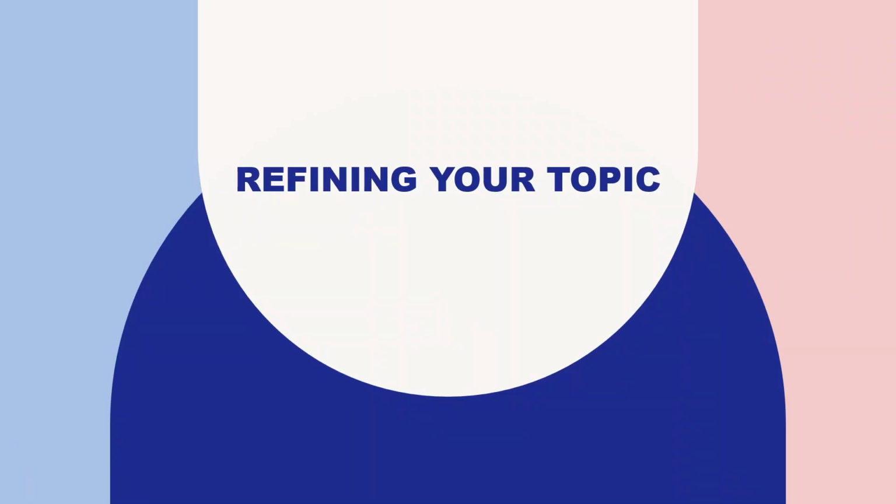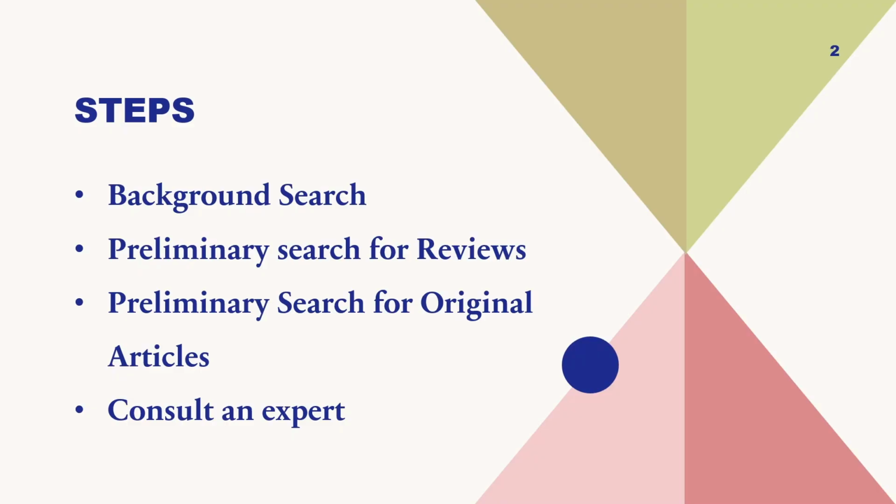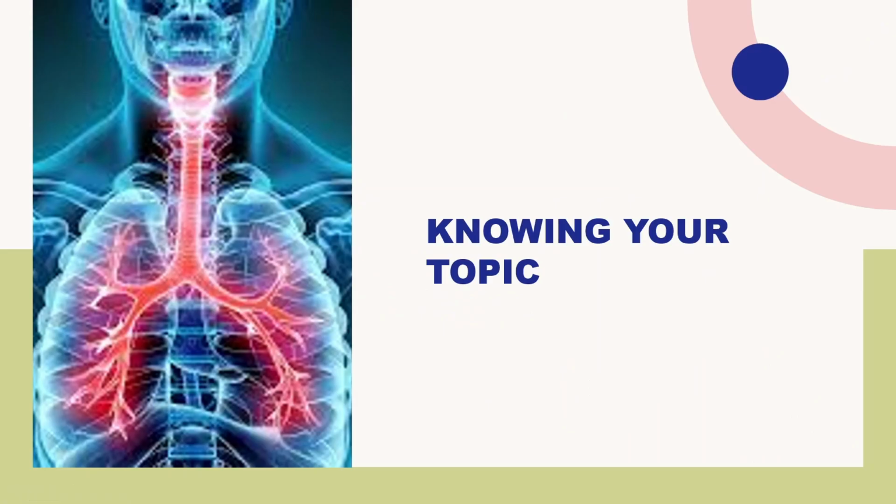So we'll be discussing how do you find your topic after you've selected a population, intervention, and control from your area of interest. How do you know that your topic is good and you can do research on it? The steps that you can follow in order to finalize your topic include background search, preliminary search for reviews, preliminary search for original articles, and finally you consult an expert.